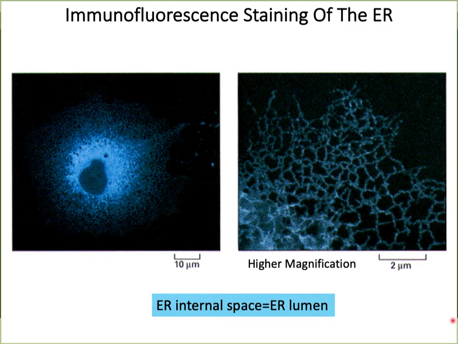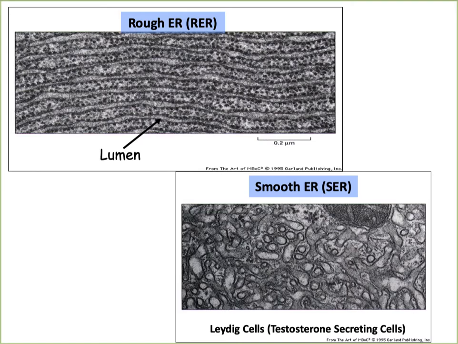So the entire ER lumen is connected in the entire network. If you were standing in one part of the ER, you could walk through the entire network and reach every branch of that network. So this is the idea of how big the organelle is.